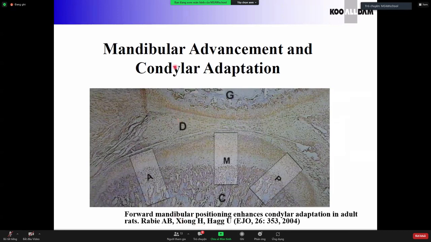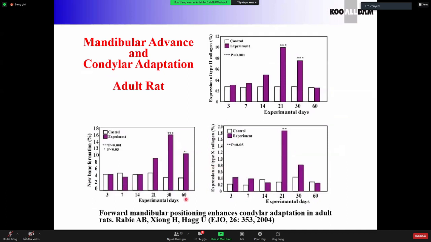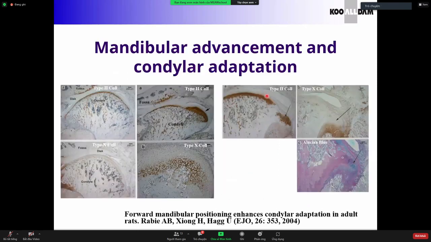So this is mandibular advancement and condylar adaptation research. Anterior part, posterior part, middle part. And they researched the adult rat. In adult rat, we consider there is no growth. However, compared to the control group, in the experimental group we can see there is enough growth. Like this.